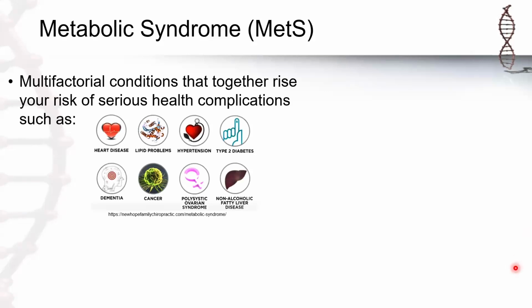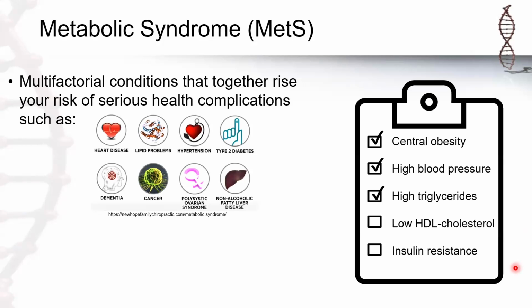Okay. So first, let's talk a little bit about metabolic syndrome, or MET-S. MET-S results from multiple conditions coming together to raise your risk of serious health complications such as heart disease, hypertension, type 2 diabetes, and numerous others. To be diagnosed with MET-S, you need at least 3 of the 5 characteristic features listed here, such as central obesity, high blood pressure, high triglycerides, low HDL cholesterol, or insulin resistance.